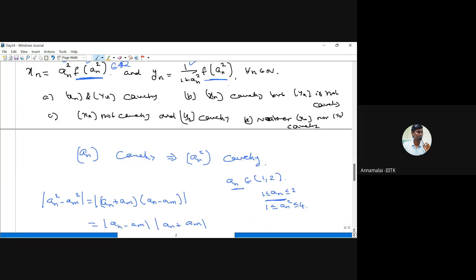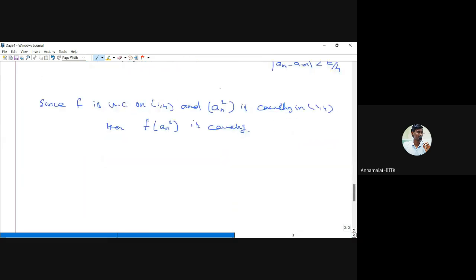Then what about this 1 by 1 plus an square? And we know it's bounded by this. So 1 by 1 plus an square is always smaller than 1 by an square, because we are adding 1 here, right? Therefore, this is smaller than this one. And this is less than or equal to 1 by an, because all the an are greater than 1. Now, since an is a Cauchy sequence, therefore it's a convergent sequence. Therefore, 1 by an is also convergent. Therefore, this is also convergent.